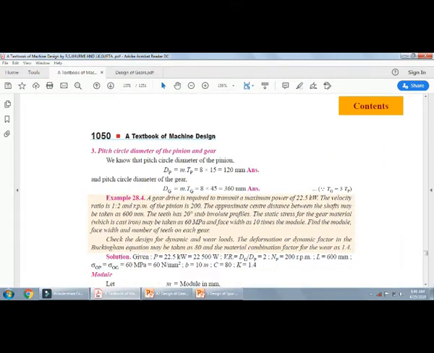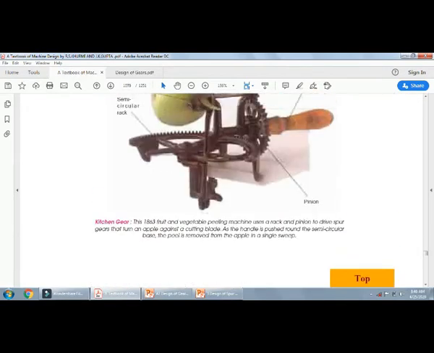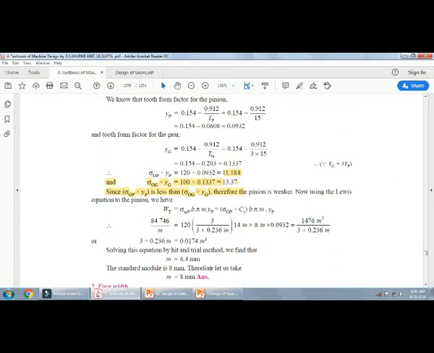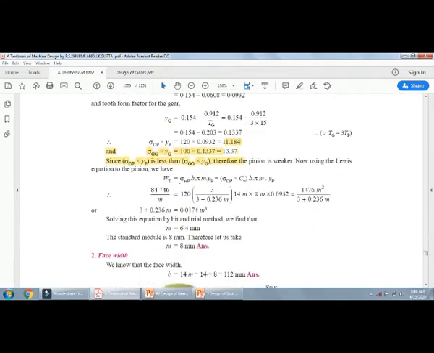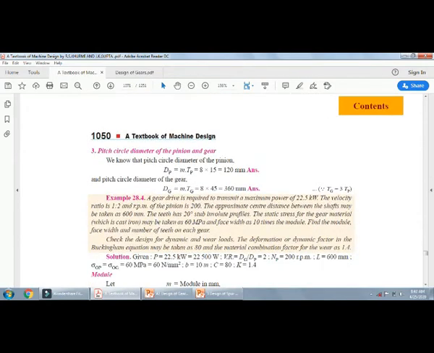Next, the pitch circle diameter of the pinion. We know the diameter of the pitch circle is equal to m times Tp for the pinion, and for the gear, the pitch circle diameter is given by the same relation we covered in last classes as well as in TOM. So dp is equal to m into Tp. The diameter is equal to m into the number of teeth, either it is gear or pinion. By putting these values we will be able to calculate dp as well as dg, that is the pitch circle diameter for the pinion as well as for the gear.